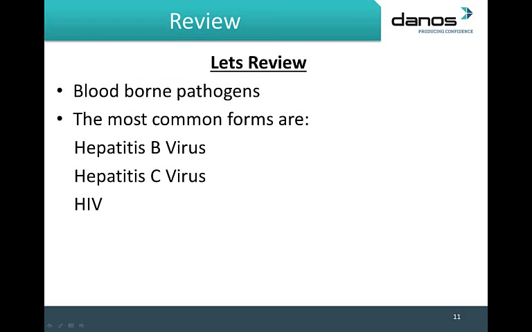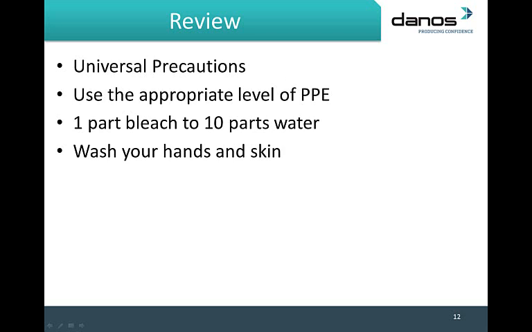Let's review. Blood-borne pathogens are diseases that are transmitted through bodily fluids, such as blood or saliva. The most common forms of blood-borne pathogens are the hepatitis B virus, the hepatitis C virus, and the human immunodeficiency virus, or HIV. Universal precautions should be followed.